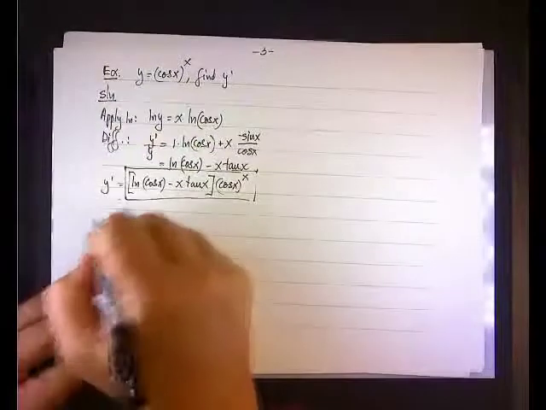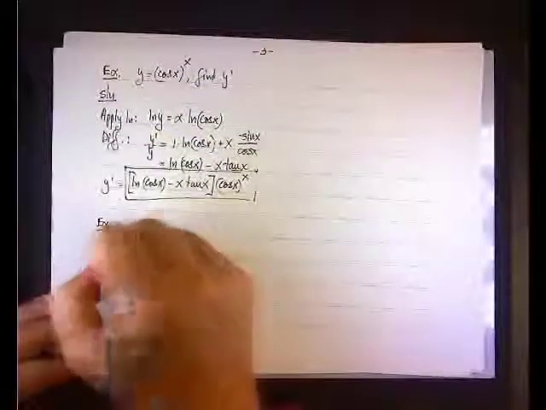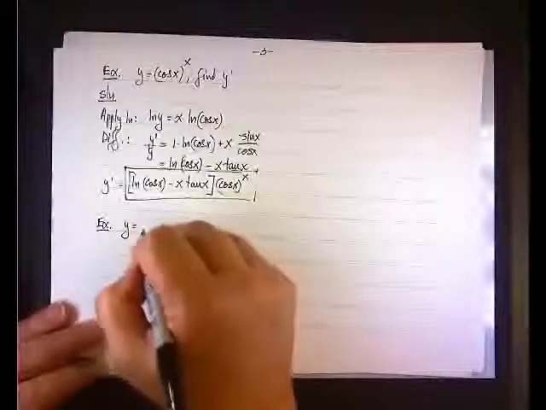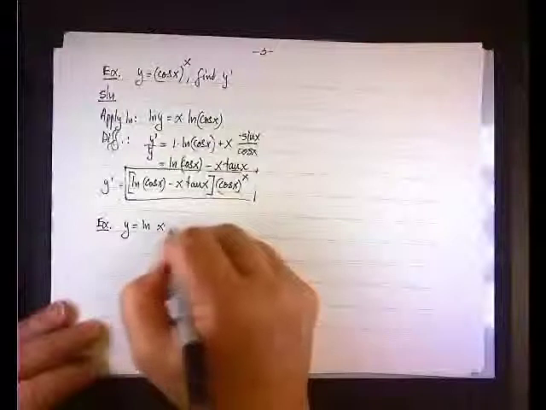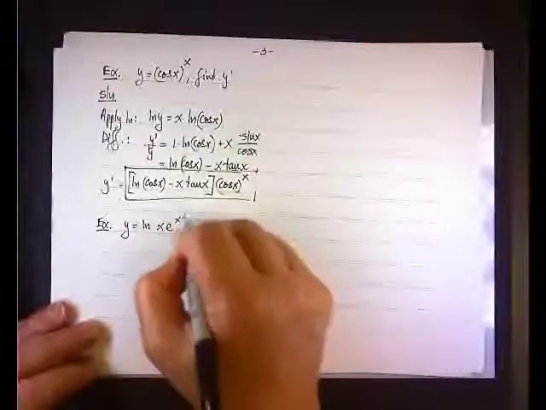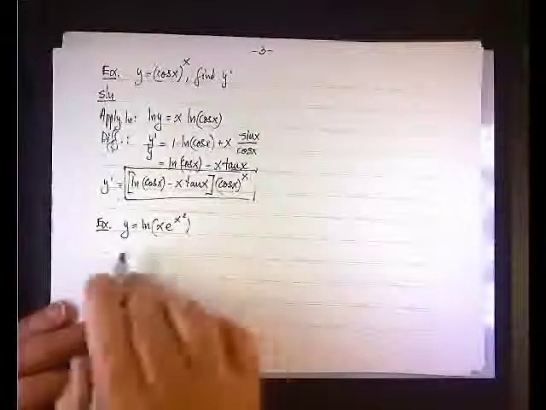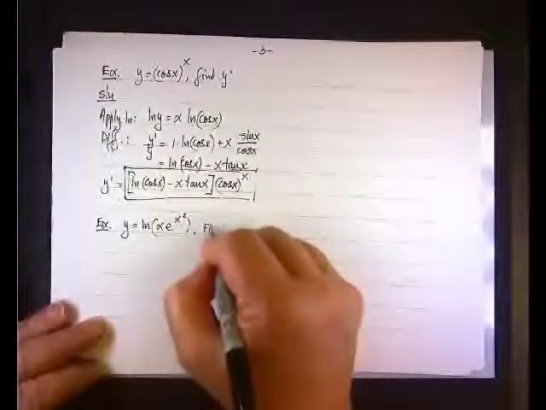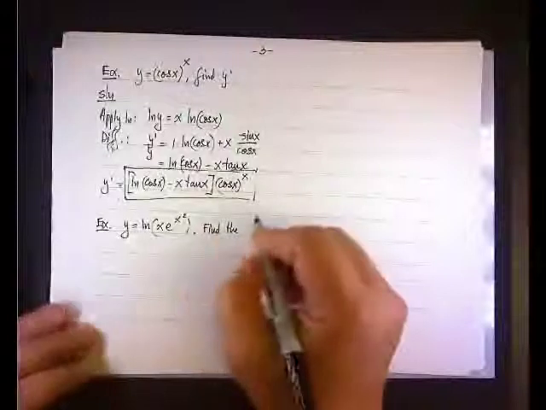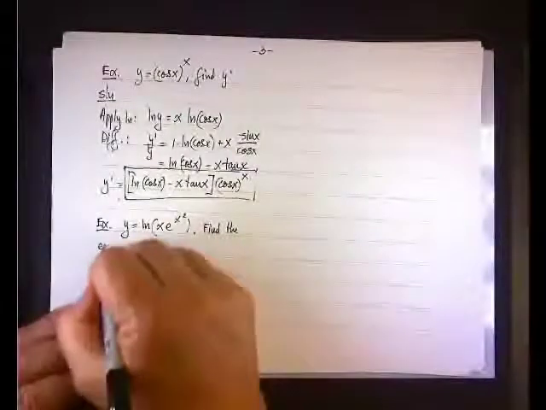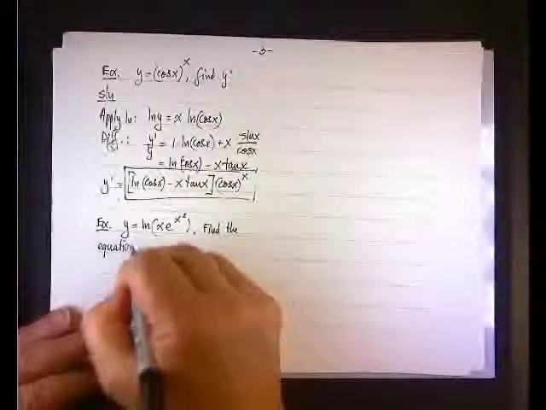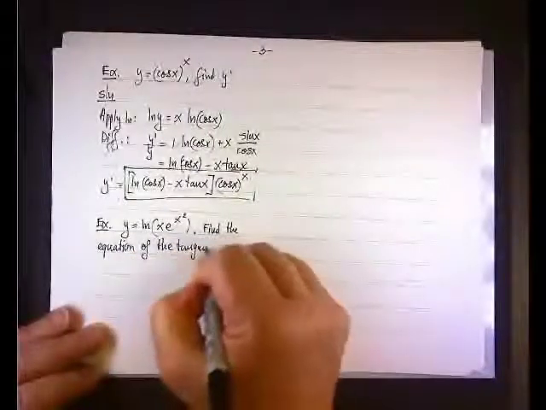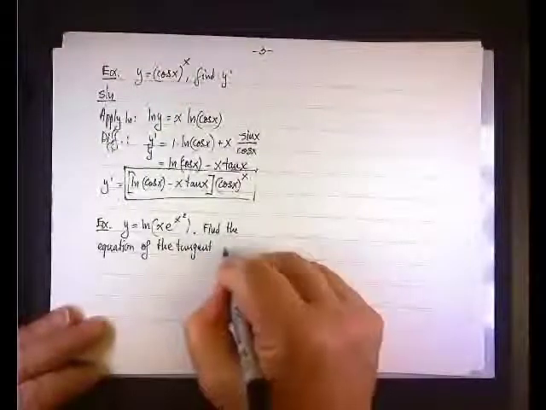So I told you two, but here is the third one. Okay, this is the function, the natural log of x e to the x squared. X e to the x squared is the argument of the natural log function. What we need to do here is find the tangent, or the equation of the tangent, at x equals 1.